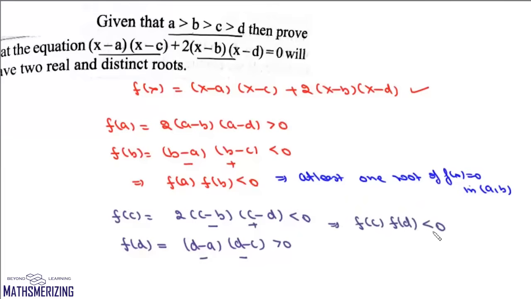So again from Bolzano's theorem, we can say that at least one root will lie in the interval (c, d). Now since it is a quadratic equation, it cannot have more than 2 roots. That means exactly one root will lie between a and b, and exactly one root will lie in (c, d).